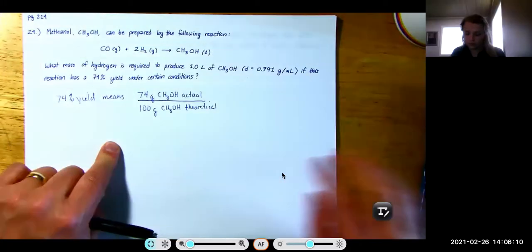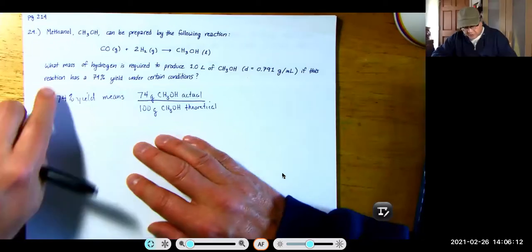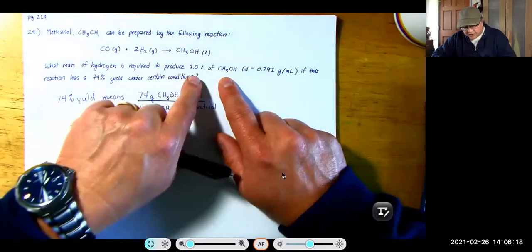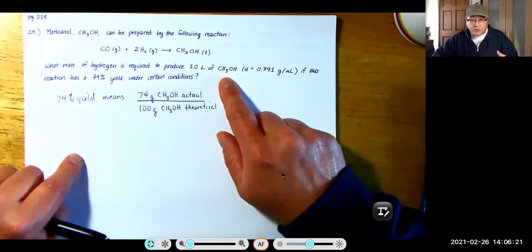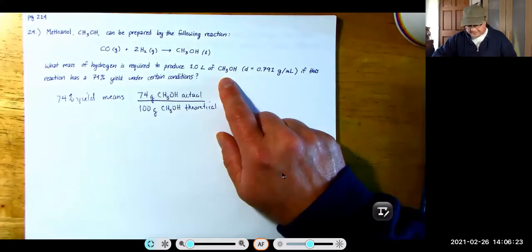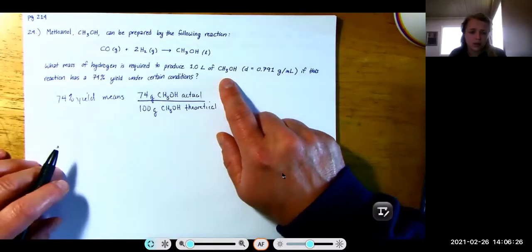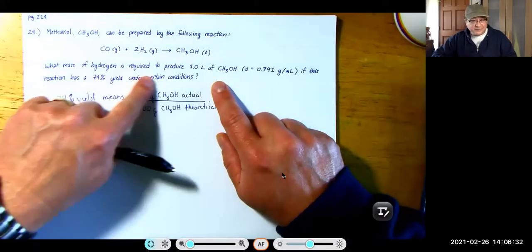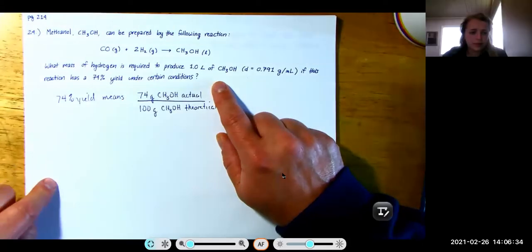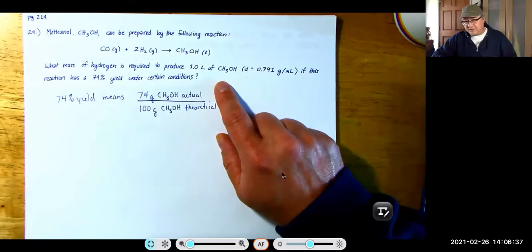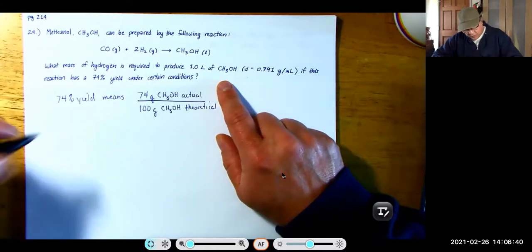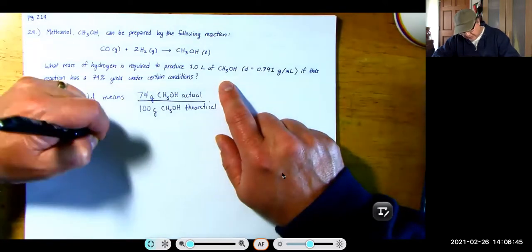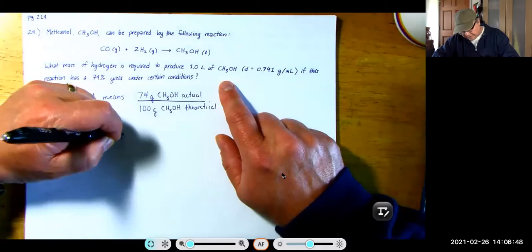So they want to know what mass of hydrogen is required to produce 1.0 liters of methanol. Now, is this 1.0 liters of methanol going to be our actual amount we want or a theoretical? I think it's actual. Oh, wait. What mass is required to produce 1 liter, right? So I want 1 liter actual. Okay. So we want 1.0 liters of methanol actual.